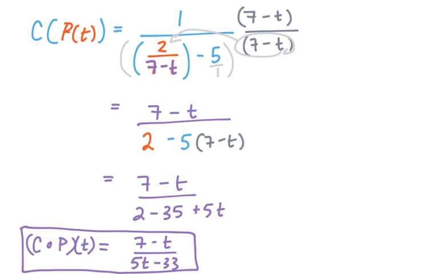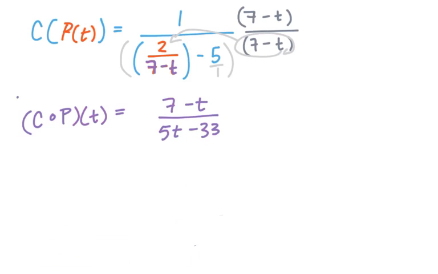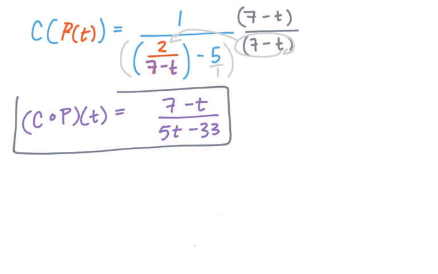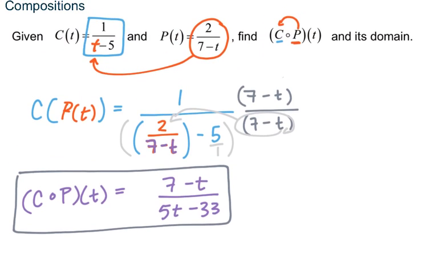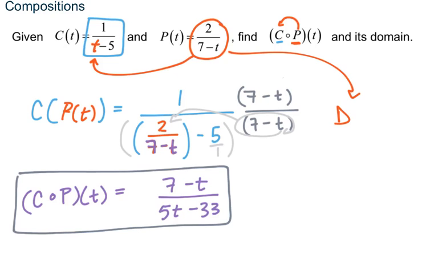So I'm going to clean up this screen a little bit. So what you can see here, this is the composition function that we just found. So now we need to look at the domain. And of course, when we look at the domain, we always look at the resulting function. But we also need to look at the function that went inside. In this case, the function that was plugged inside the other function was P of T. So if we come over here and we say, well, what is the domain of P?